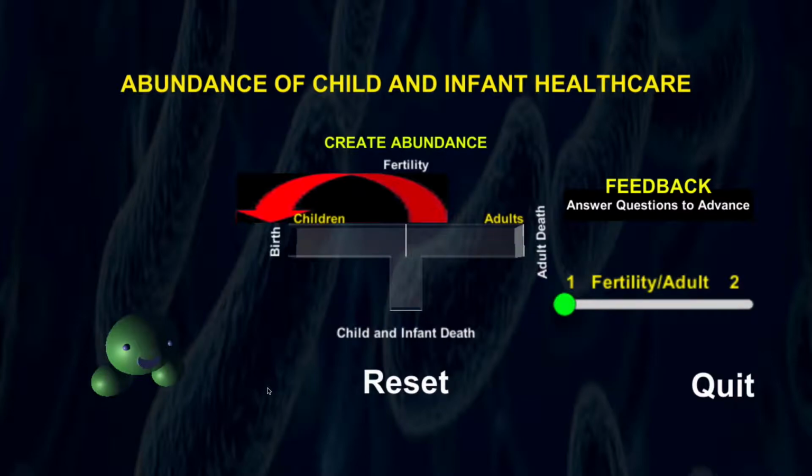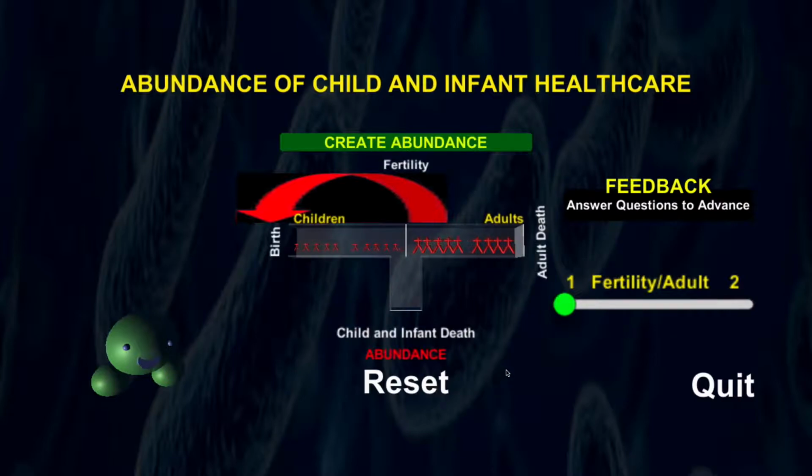Well, as we did before, let's create some abundance. So I'm going to start it over. I'm going to create an abundance of child health care. And again, we see that the population is forming a steady state. It's not disappearing, it's not growing, it's not decreasing, it's keeping its number about the same.